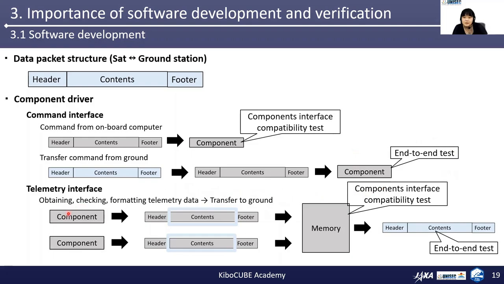For the telemetry interface, the component driver obtains the device data from the component, analyzes and checks the useful data region from the data, and sends them to the memory. It is better to define all status data for the driver. This interface is validated during the component interface compatibility test. Usually, obtained data is formatted to the ground station format. In the end-to-end test, the formatted data is transferred to the ground station and the station handles the obtained satellite data.